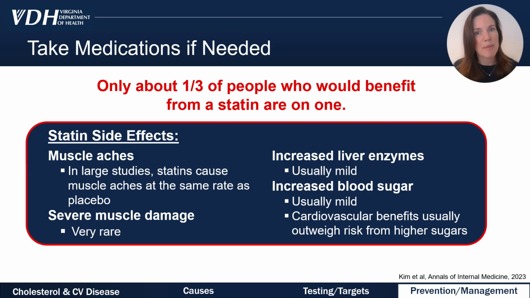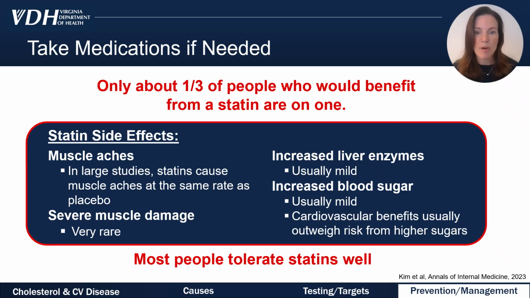And then the other risk that people worry a lot about is increased blood sugars. This can happen with statins. Again, it's usually mild. And because high blood sugars and diabetes are associated with high cardiovascular risk, even with a mild elevation in the blood sugars, the benefits of the statin for heart health and reduction of cardiovascular risk usually outweigh the negative effects of the higher sugars. So in general, most people tolerate the statins really well, and if you're having a hard time tolerating them, then there are other things that we can do. So it's worth a try.